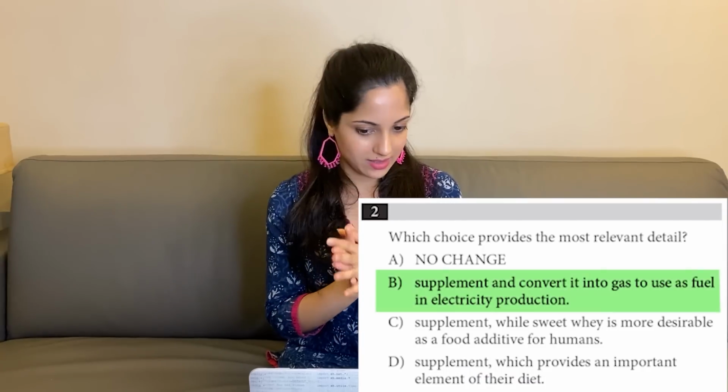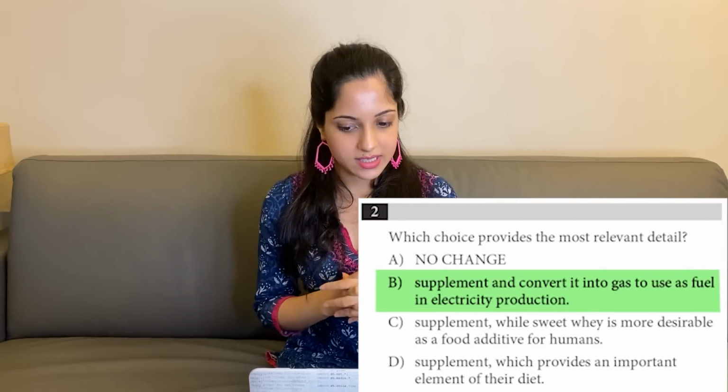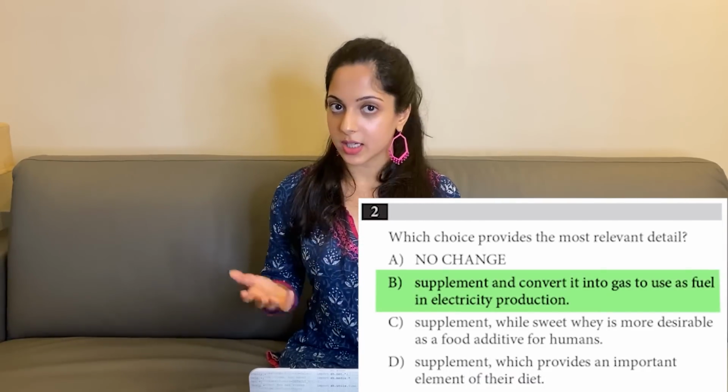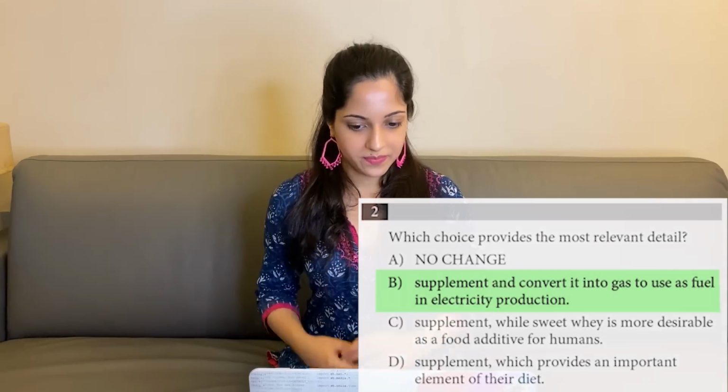If they found a number of uses, they most likely will not be in the same category. So that's why B is my answer, which is supplement and convert it into gas to use as fuel in electricity production.